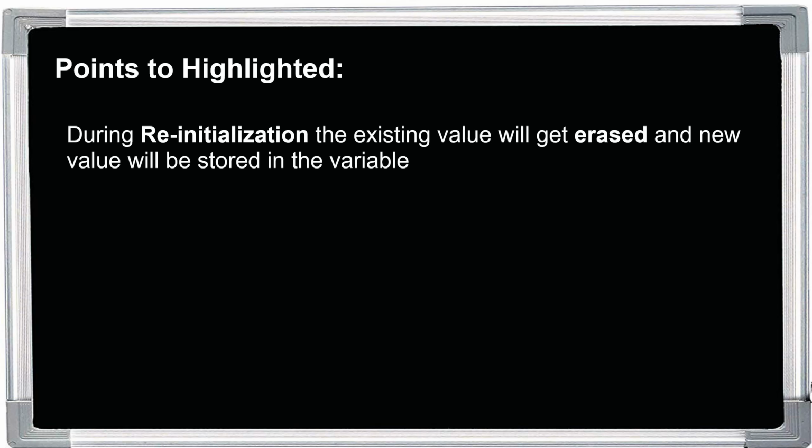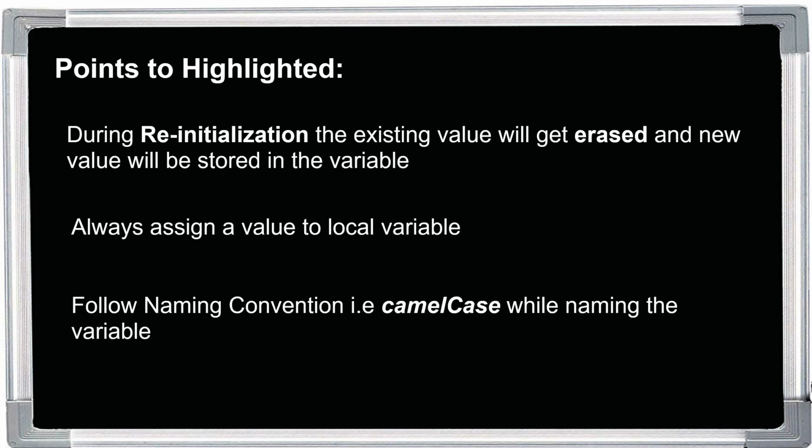Points to be highlighted. Point number 1: during reinitialization of a variable, the existing value present inside the variable will get erased and the new value will get stored in the variable. Point number 2: always try to assign a value to the local variable in order to avoid unnecessary compile time errors. Point number 3, which is the most important: always try to follow naming convention as per industry standard. Whenever you name a variable, you're supposed to follow camel case.